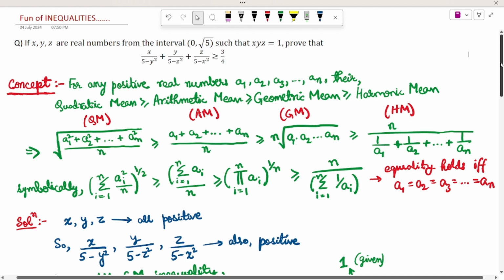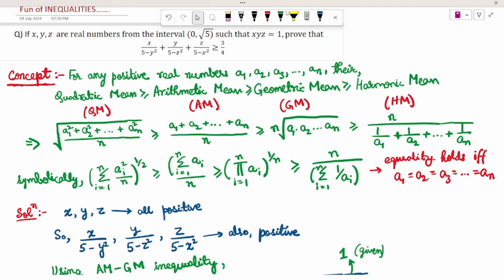Now let me broaden the inequality a little bit with two new terms which you all know. I am writing the general inequality that we will use for solving this question. It says: for any positive real numbers a1, a2, a3, up to an, so there are n positive real numbers, their quadratic mean has to be greater than or equal to the arithmetic mean, which is again greater than or equal to the geometric mean, and finally greater than or equal to the harmonic mean.